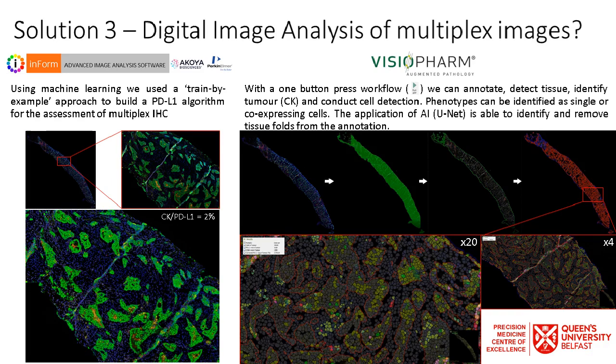We're also working with Visiopharm as part of a UKRI project on a one-button press workflow where the pathologist can just press go, and we will have annotations, cell detections, identification of the tumour, all the phenotypes that are possibly available within the sample. Then we can apply really advanced AI to remove things like tissue folds or necrosis, anything that could confound the assessment. In this proof of principle on that same section, again, we were getting an accuracy of around 2% for the score. So very encouraging.